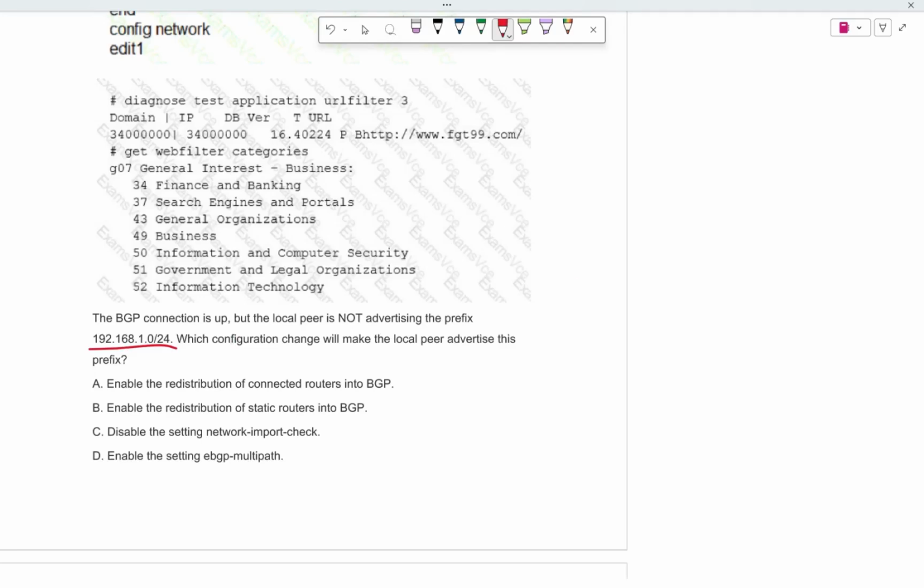If we want to use the network command in BGP to advertise a prefix, that prefix must appear exactly in the routing table. Right? So the reason it might not appear is that possibly one way is we need to disable the command that checks the network route introduction. Only then can we correctly advertise this prefix. The correct answer is C.